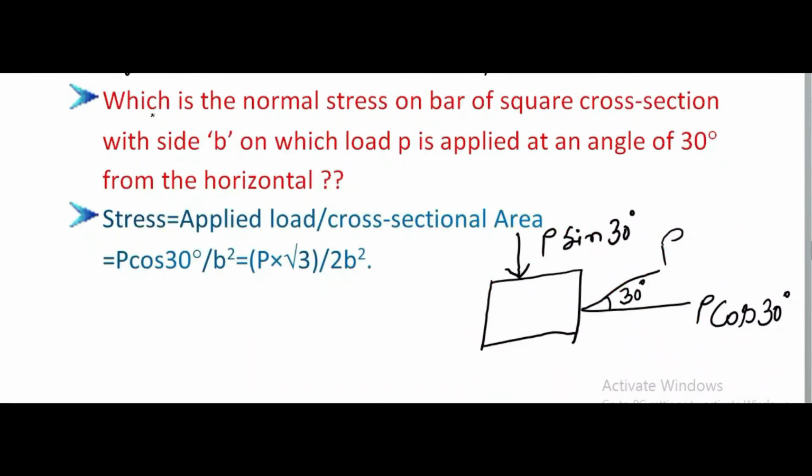Friends, question is, which is the normal stress on bar of a square cross section with side B on which load P is applied at an angle of 30 degree from the horizontal? It means a bar is given. See, side is B and B simply. Which is the normal stress? That is this one, from we have to find from horizontal.